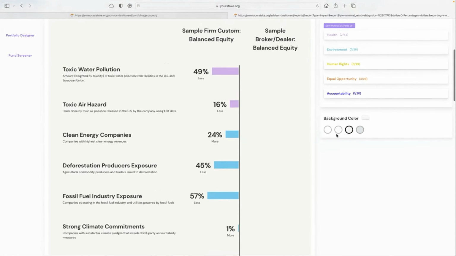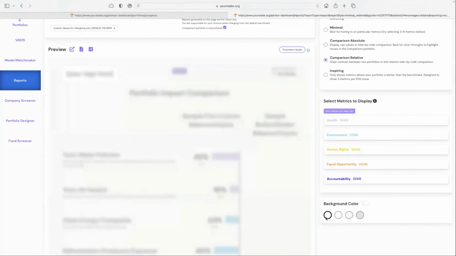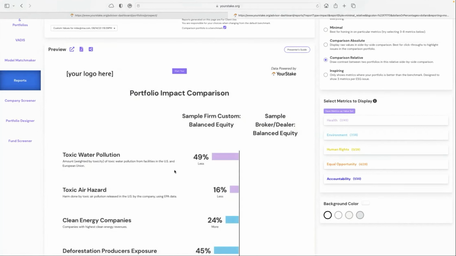This report, you have the ability to upload your logo. You can also change the color. I'm a big fan of using the white just because our logo's background was white.